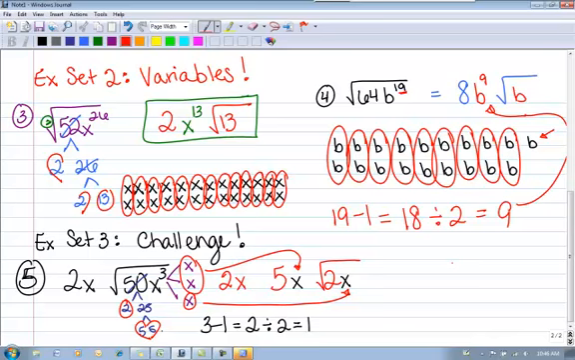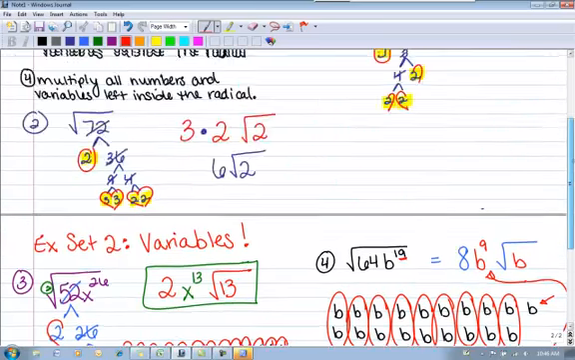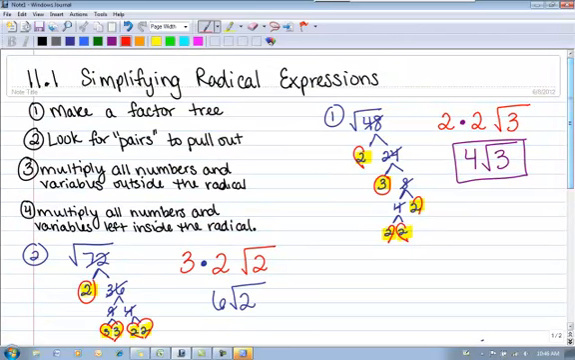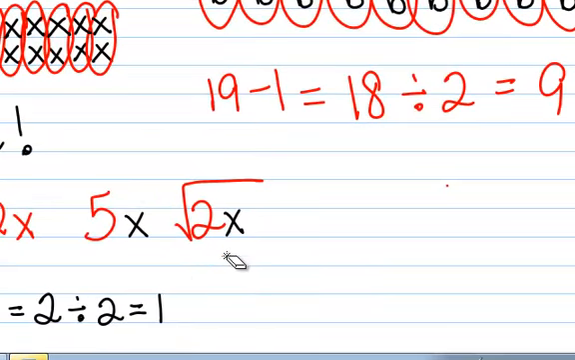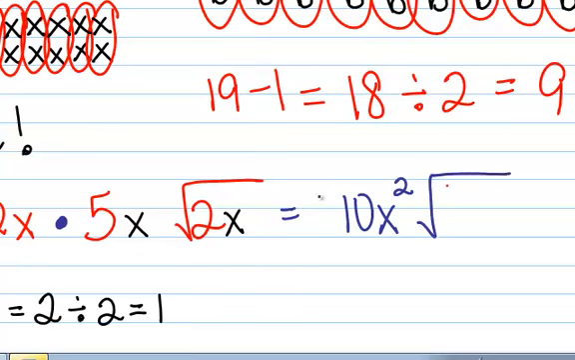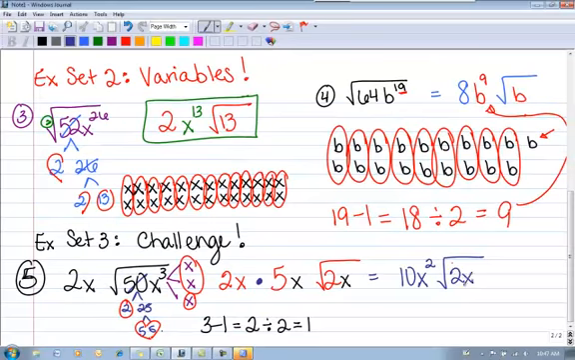Okay, and then if we look at our properties or rules from the beginning, we looked for our pairs to pull out. Now we're going to multiply all the numbers outside the radical, and we're going to multiply all the numbers and variables inside the radical. So looking at this one, we are going to take 2x times 5x, and we get 10x squared. And then inside the radical, we have 2 times x, which is 2x. So our final answer is 10x squared radical 2x.